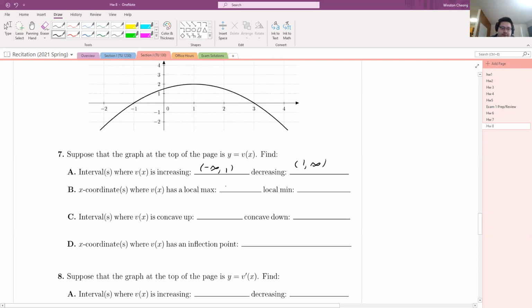Now for local max, we see a local max at x equals 1, and local min, there aren't any, since we're imagining that the two ends of this function are going down to minus infinity. Concave up, that's nowhere, none. And concave down, that's everywhere, minus infinity to infinity. It's concave down everywhere, as you can tell. Inflection points, there are none for this. By definition, an inflection point is a place where the concavity changes. Since the concavity is always downwards, there's no point of inflection.